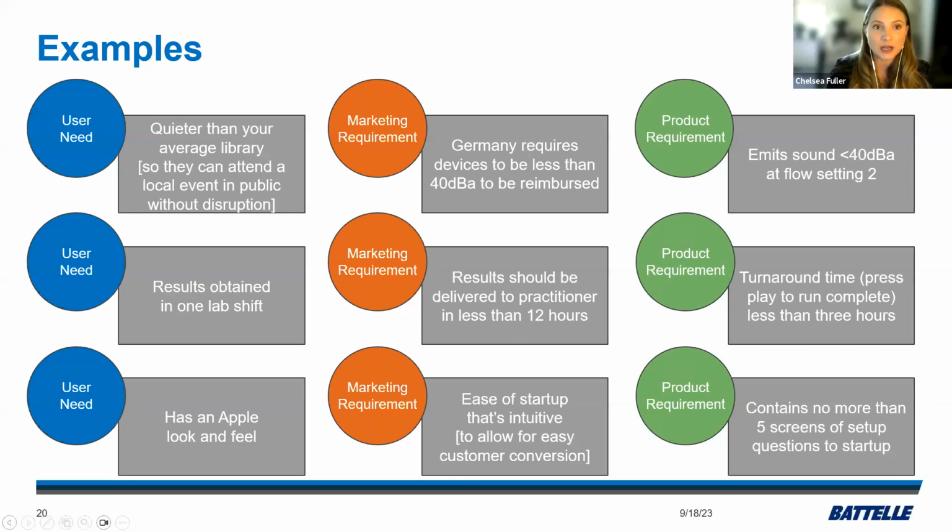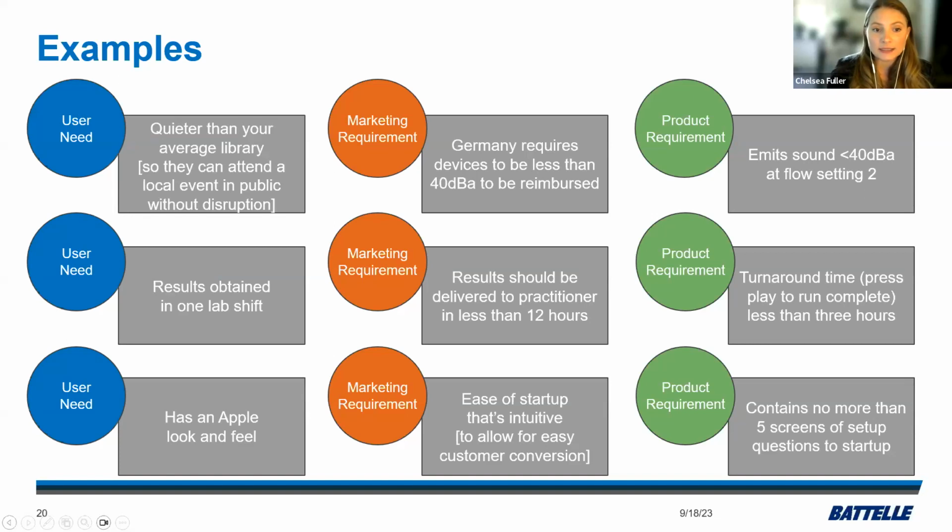So these are just a one-to-one relationship, but know that you might end up with 5 or 10 product requirements that could stem from one marketing requirement that could stem from more than one user need. So the way that this product requirement would be written in a best form for someone like Michael is that it emits sound less than 40 decibels at flow setting 2.